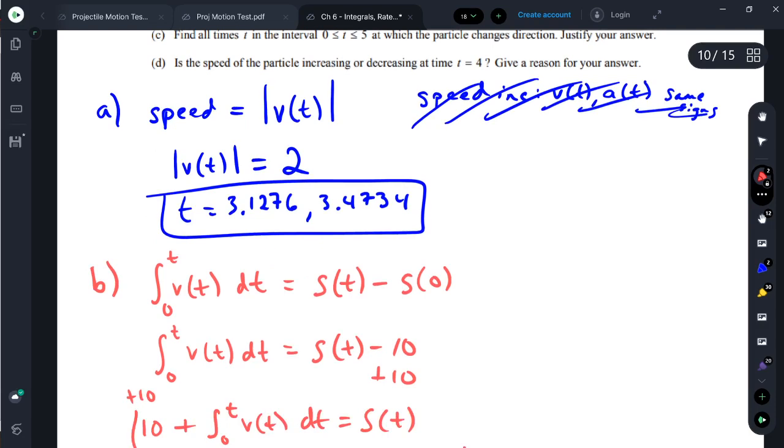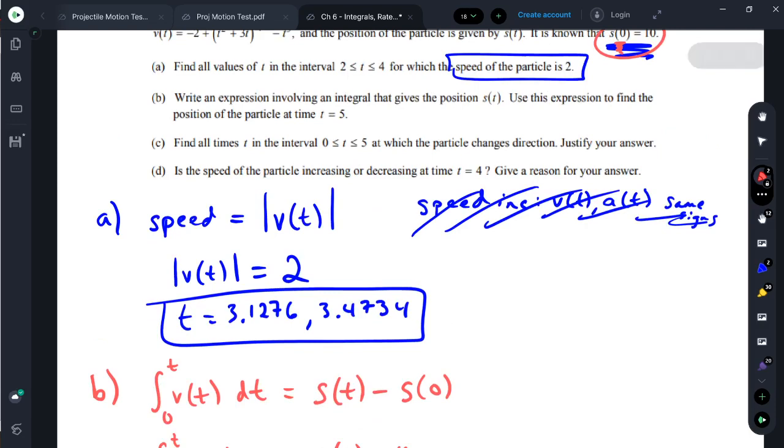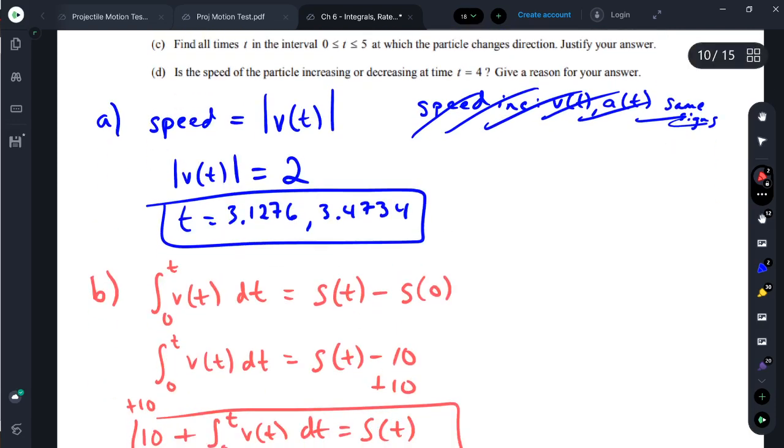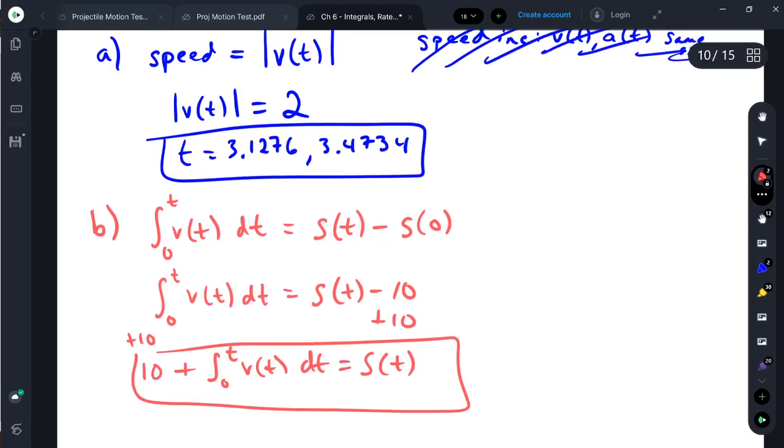So that's the first part, right? This is going to basically tell us that if we take the integral, we add on that starting value of 10, that's going to give us our answer that we want. And then they said use this to find s of 5. So s of 5 would equal 10 plus the integral from 0 to 5, right? This number always goes up there, of v of t dt.